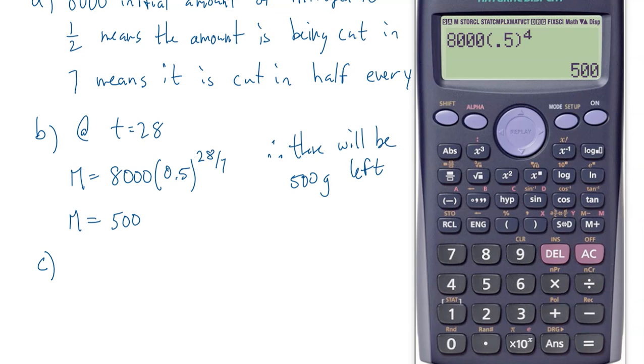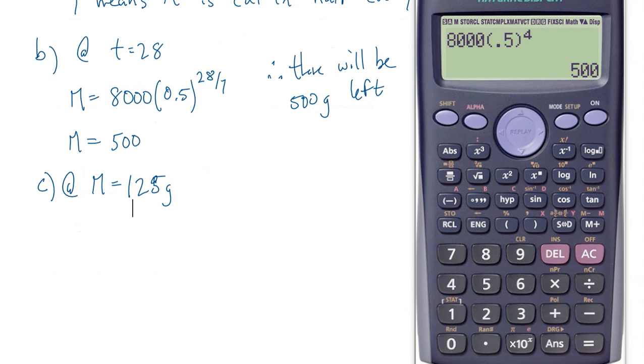C is giving us the mass, which is what, 125? So 125 equals 8,000.